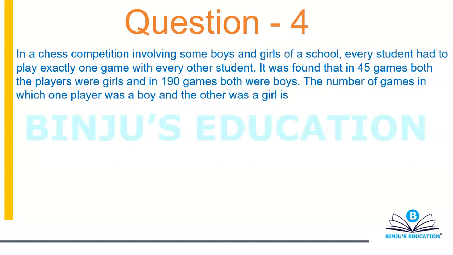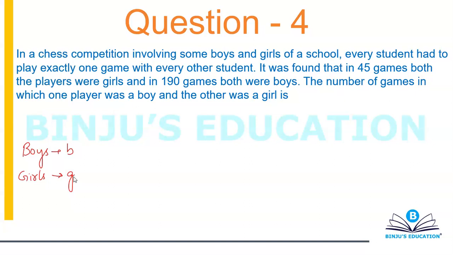Alright, let's see what we can do with this one. In a chess competition involving some boys and girls of a school, every student had to play exactly one game with every other student. Alright, so let's do one thing. In the start itself, let's consider the number of boys to be B and the number of girls to be G.